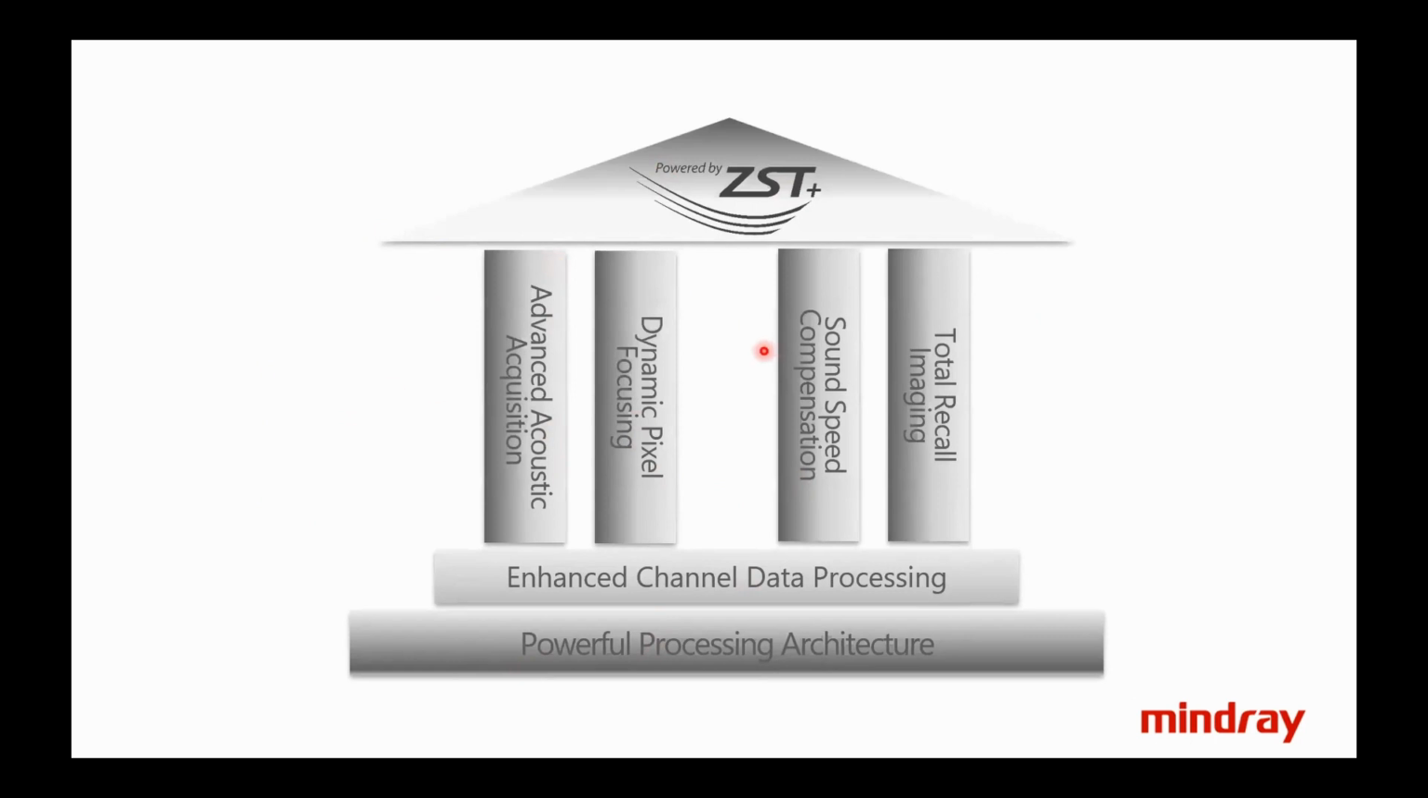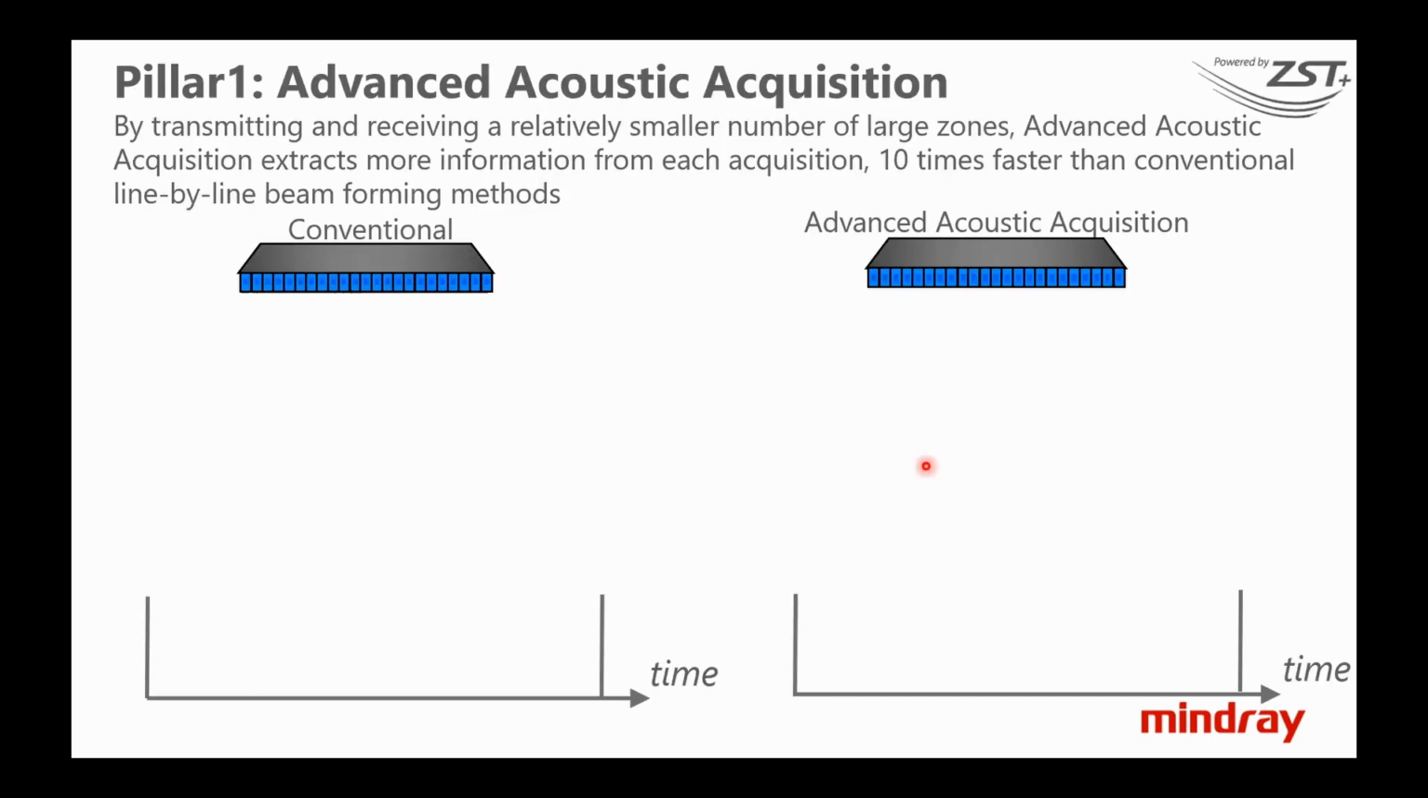What does it comprise? First, powerful processing architectures. Then enhanced channel data processing. And it makes these four barriers: first of all advanced acoustic acquisition, then dynamic pixel focusing, and also sound speed compensation and total recall. Let's explain what these are.